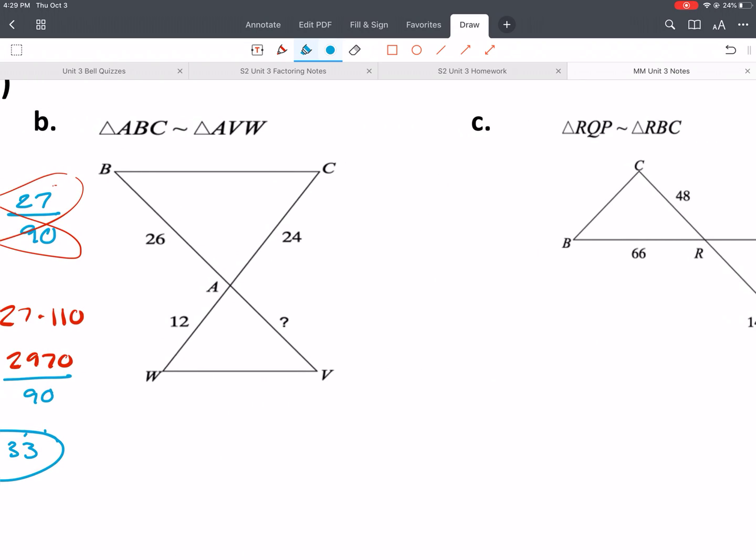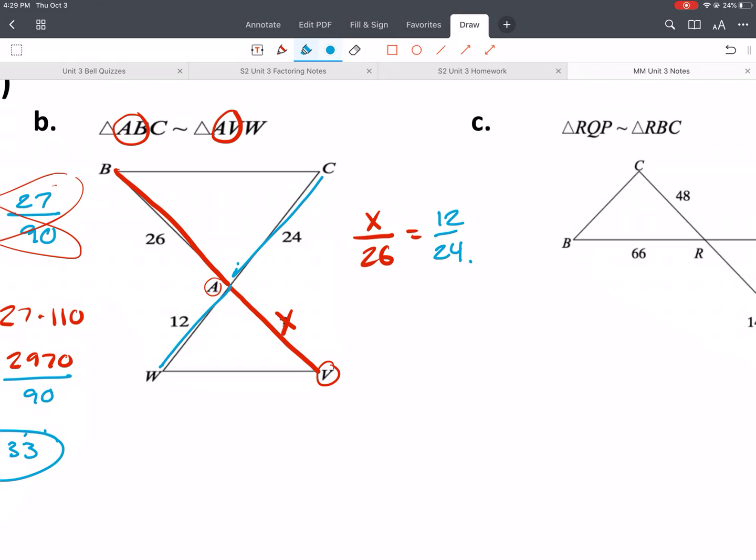So here's another example. We want to find this side, so we'd need to find the corresponding side. So let's do x over AV would be our side, AV. So our corresponding side would be AB, should be right here. So that'd be 26. And then we'd do 12 over 24.